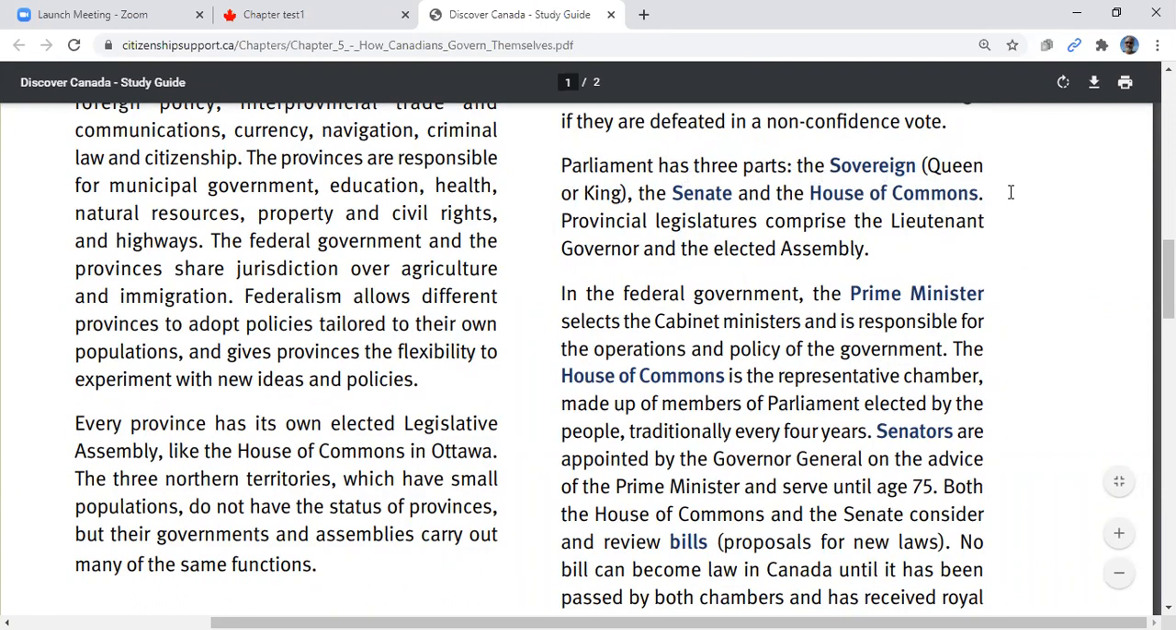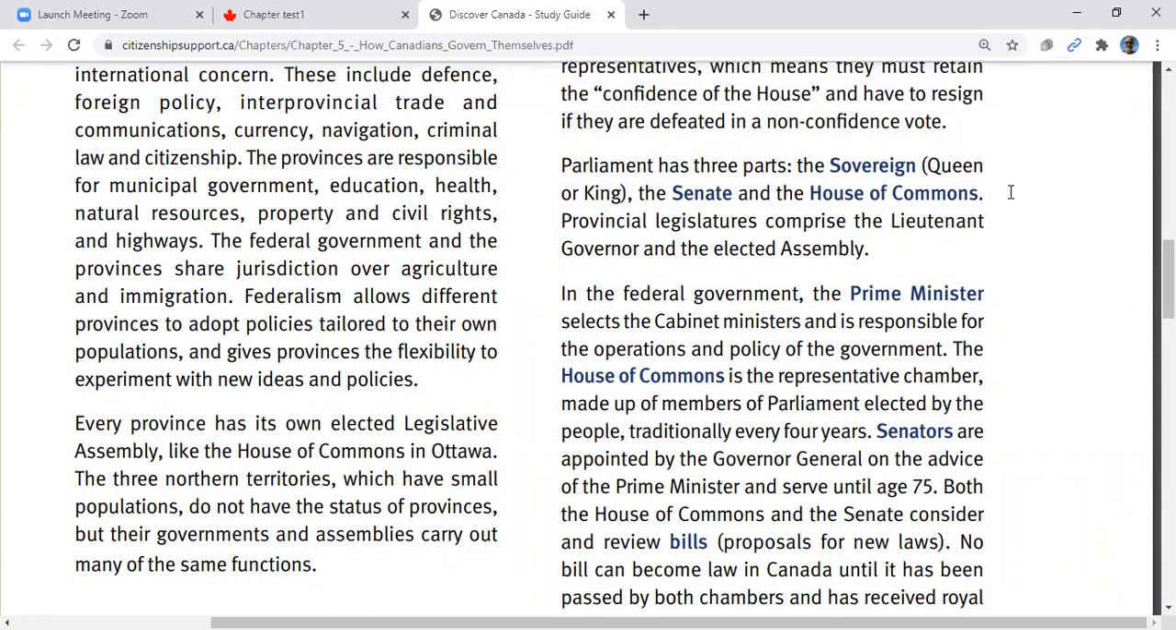Parliament has three parts. Is that one, teacher? Yes, please. Okay. Parliament has the three parts. The sovereign, queen or king. The Senate, oh, that's hard, and the House of Commons. Provincial, legal... lieutenant governor and the elected assembly.